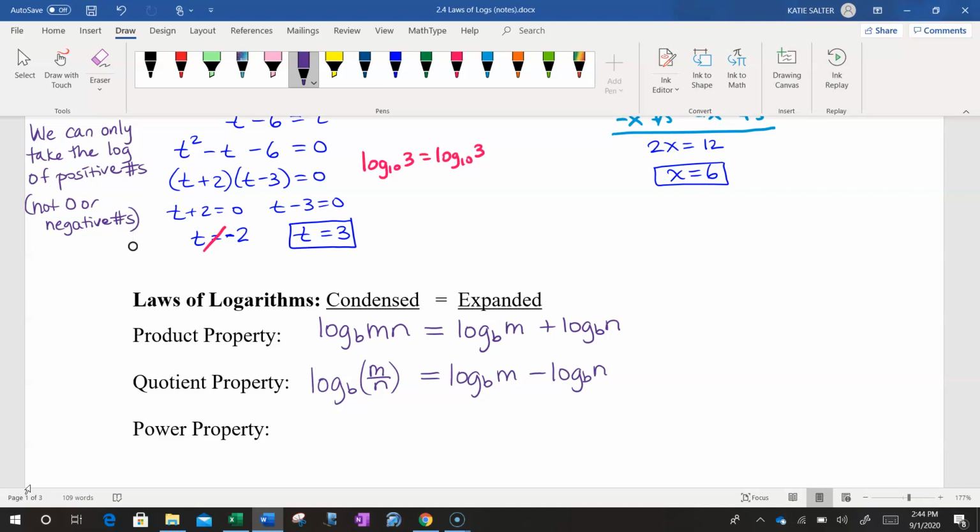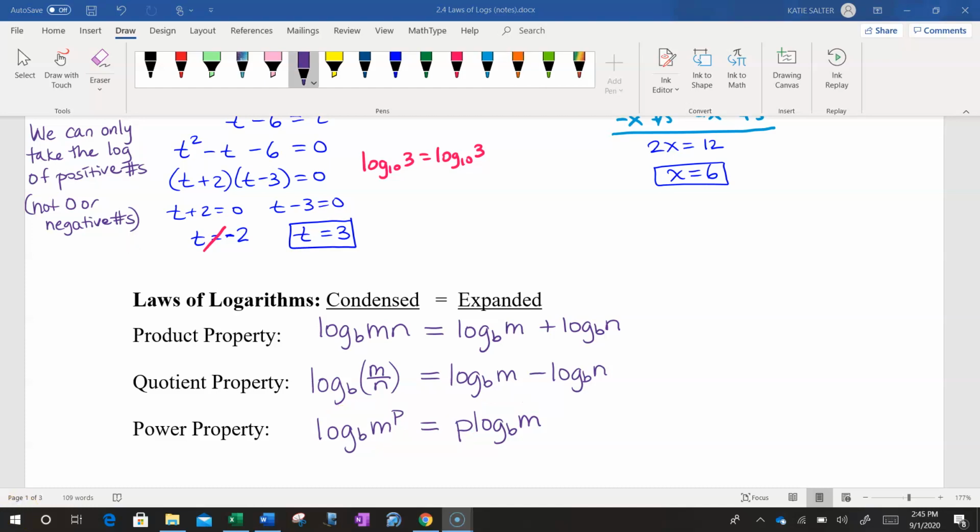The third one is the power property. So the condensed form is if we have log base b of m to the p power, that is equal to, we can take this power right here, this p, and we can drop it down as the coefficient. So it is equal to p times log base b of m. Or vice versa, if we're in the expanded form, we can take that coefficient that's in front of that logarithm and pop it back up as the power. So it depends on what we're doing and when you're needing to condense versus expand.